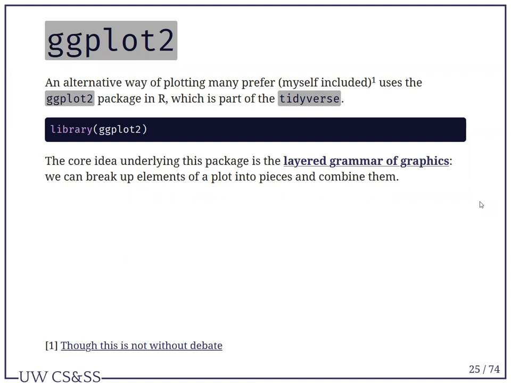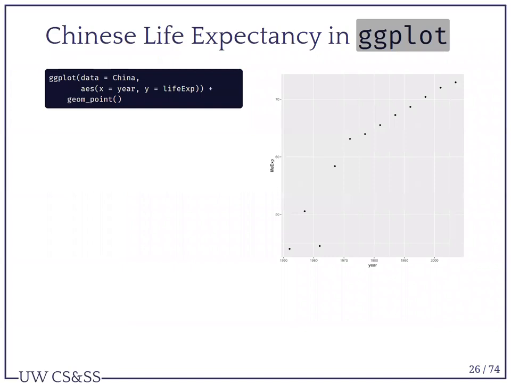There are other graphics packages. There's an interesting blog here if you want to hear about somebody who really does not like ggplot. So you may want to investigate those, but for the purposes of this class, at least for this homework, try ggplot2. So we can look at life expectancy in China in ggplot. This is very similar to that first graph we saw, but what it would look like in ggplot. Okay, so we have our data equals China, and then our x-axis is year, our y-axis is life expectancy, and we want a scatter plot.